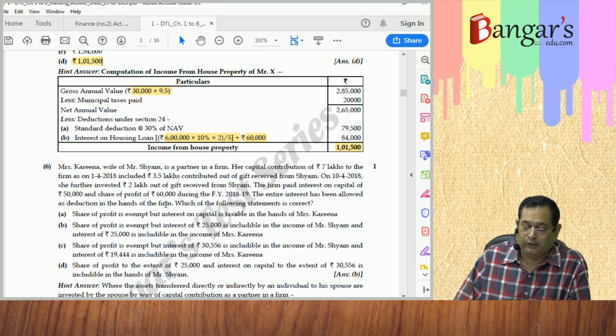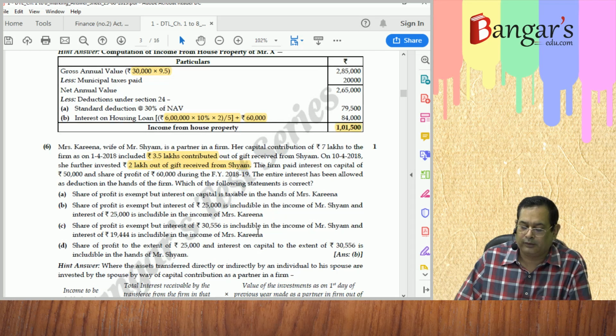Then Mrs. Karina, wife of Mr. Sham, is a partner in a firm. Her capital contribution is 7 lakhs as on 1/4/18, including 3.5 lakh gifted by Sham. On 10/4/18, she has further invested 2 lakh as gifts received from Sham. So as you are aware of the clubbing formula, the firm has paid interest of 50,000 and share of profit 60,000. Share of profit from firm is exempt from tax.